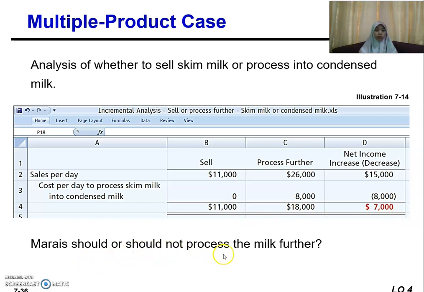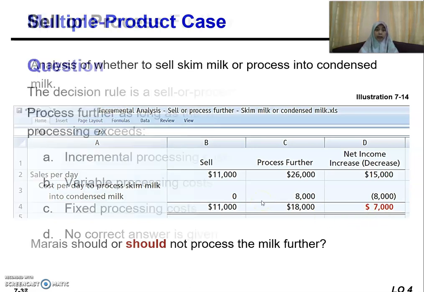So should you or should you not process the milk further? So the answer will be yes, you should process the milk into condensed milk. Why? Because the incremental revenue is more than your incremental cost. Your incremental revenue is 15,000 and your incremental cost is 8,000. So you have a net income increase of 7,000. So you should process your milk further into condensed milk. Okay, hopefully you have a better understanding on this.